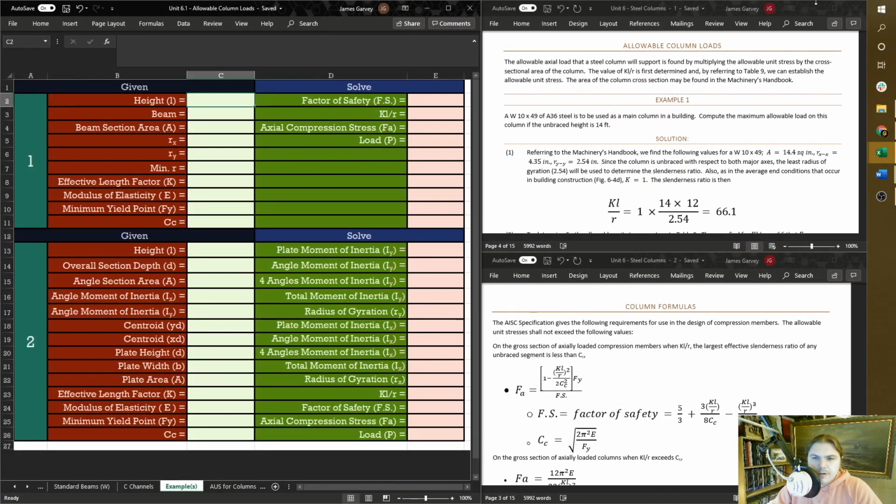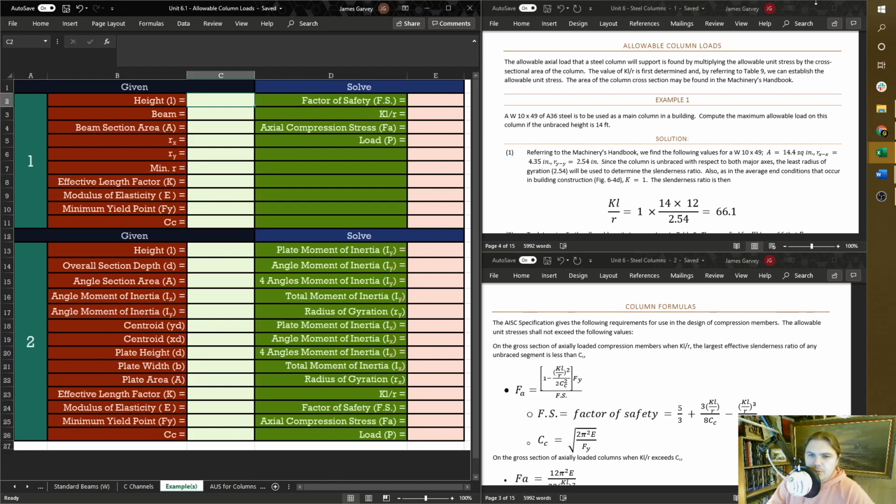In Unit 6, we're going to start designing columns for different types of lengths and loads. I'll walk you through example 1, where I'll explain the different equations required to design for allowable loads for different lengths and beam sections. And then in a separate video, I'm going to walk you through how to create a calculator and design a table so you can quickly select the right beam selection for the job.